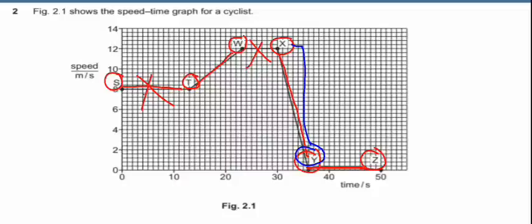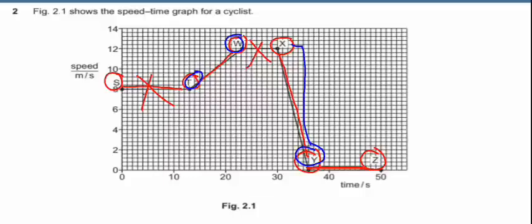Then as for Roman numeral 3, constant non-zero acceleration. You need to understand here, they are not saying zero acceleration, but they are saying constant acceleration or non-zero acceleration. So meaning here, we can just say T and W.